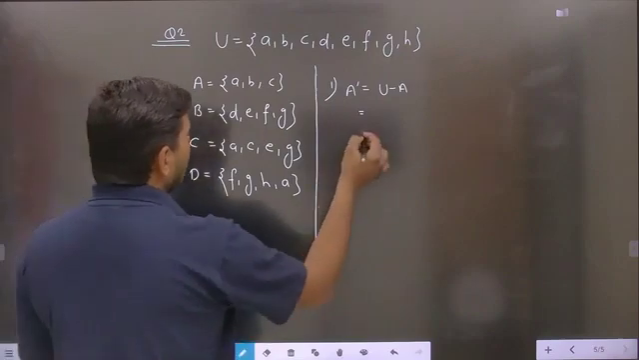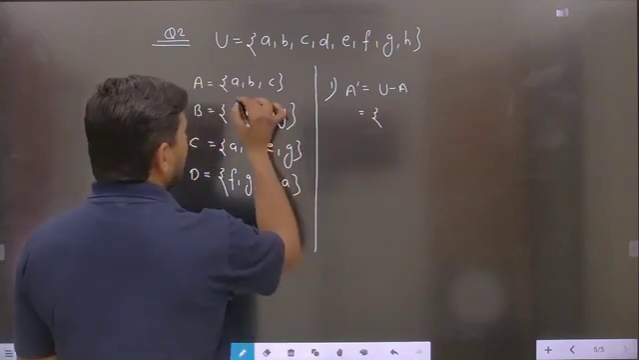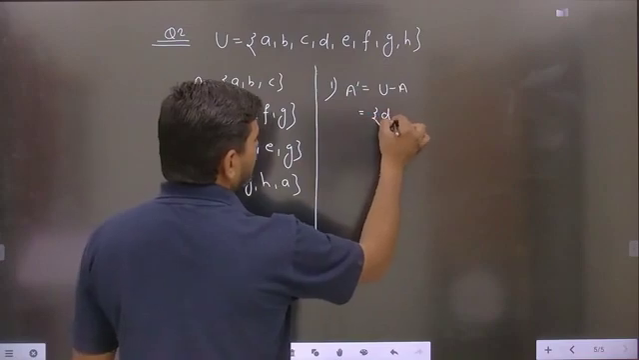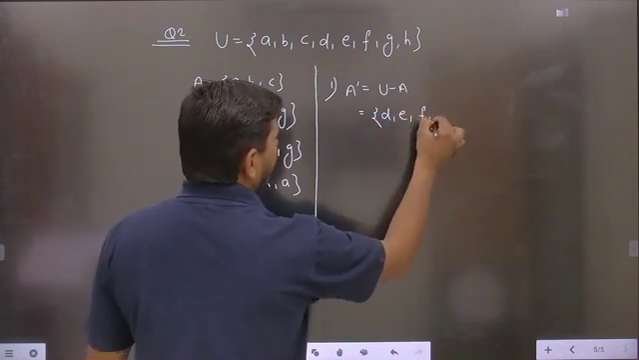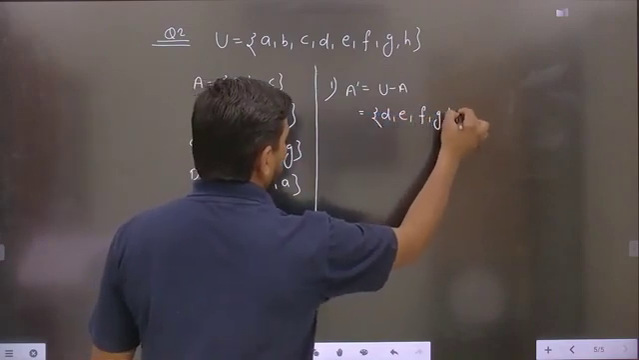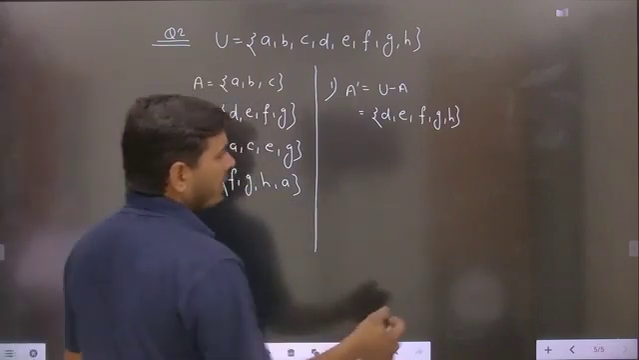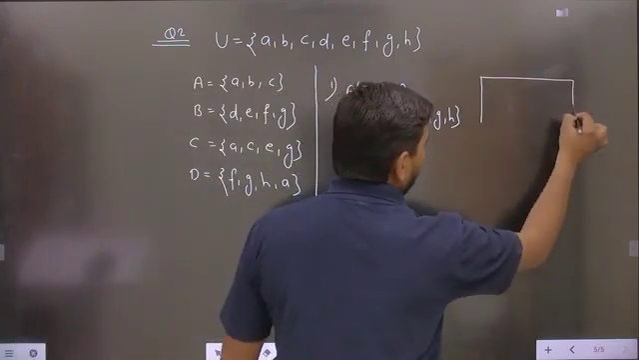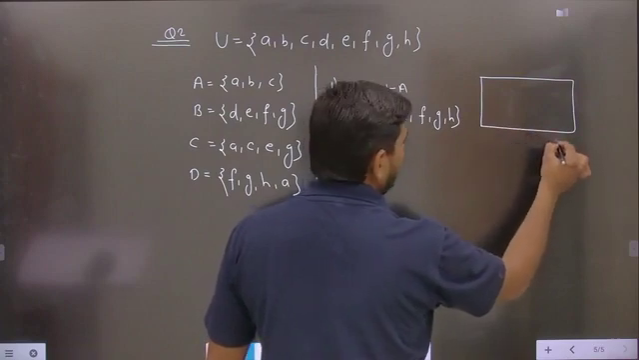Now U minus A: we eliminate A, B, C from U, then you can say D, E, F, G, H. This is the answer. And you can also make the Venn diagram. You can also make the Venn diagram of A dash, no problem.